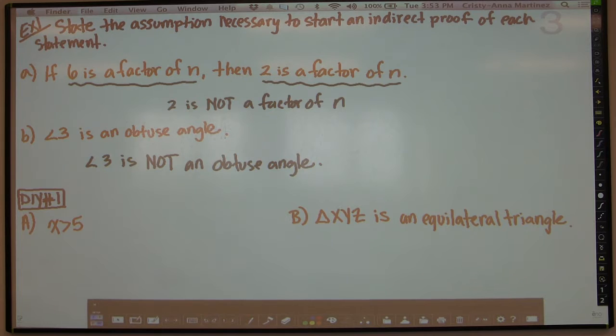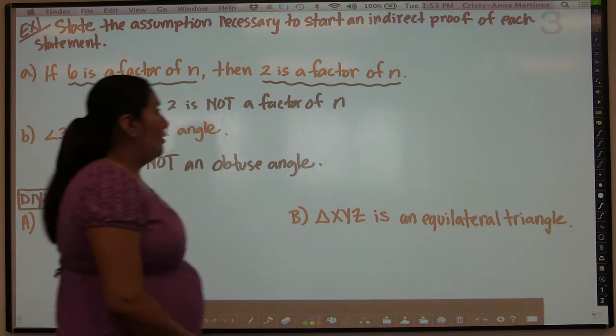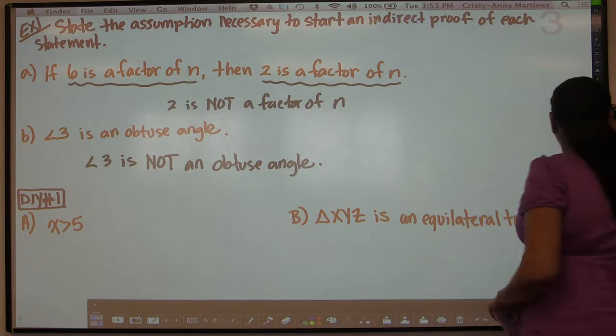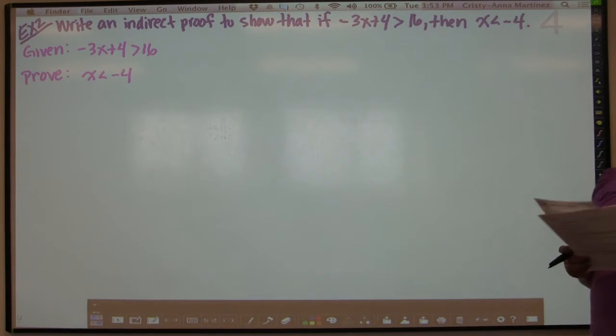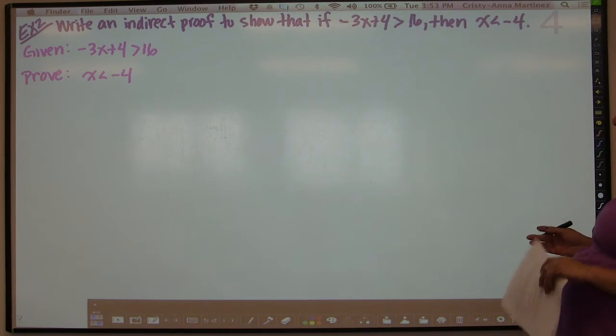All right, so now you can try to do it yourself. And remember, all we want right here is to state the assumption necessary to start the indirect proof. We're not actually going to prove it just yet. Okay, so that's the first step that you're going to be doing. And now in example 2, we're actually going to show you how an indirect proof works in its entirety.